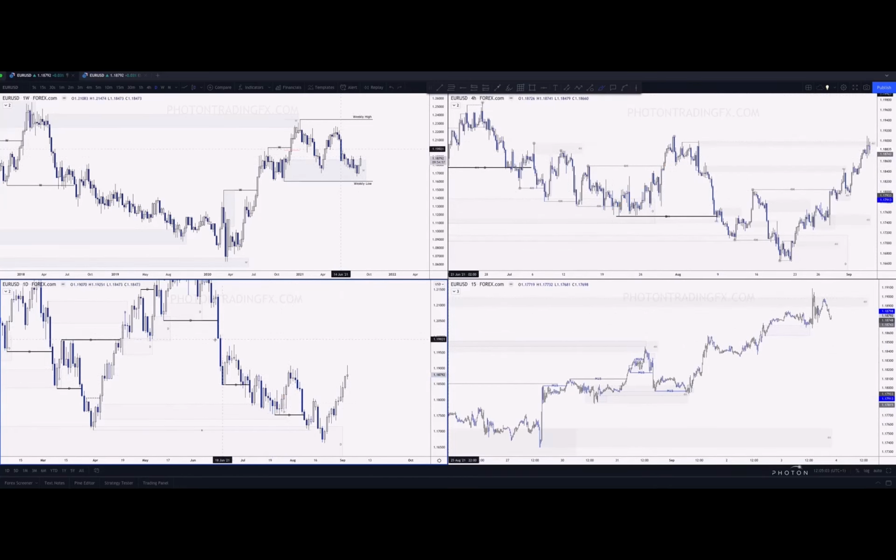But remember that whole time, this is our daily swing high, and this is our daily swing low, and that 4-hour bullish trend change could just be a bit of a daily pullback, right?